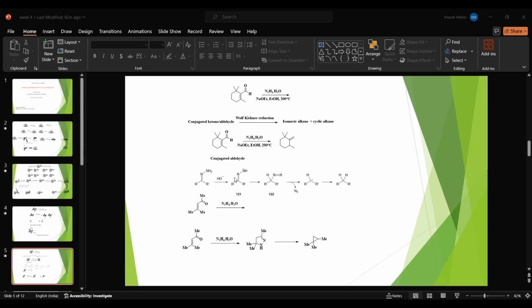In the first case, we'll see how it will react with an alkene. In the presence of an oxidizing agent, the hydrazine will be oxidized to the corresponding diimide, and that diimide will react. But in this particular case, what will happen? We have a conjugated alpha-beta unsaturated carbonyl compound, and we have hydrazine hydrate and a base, and we are using it at 200 degrees Celsius. This is a very high temperature.